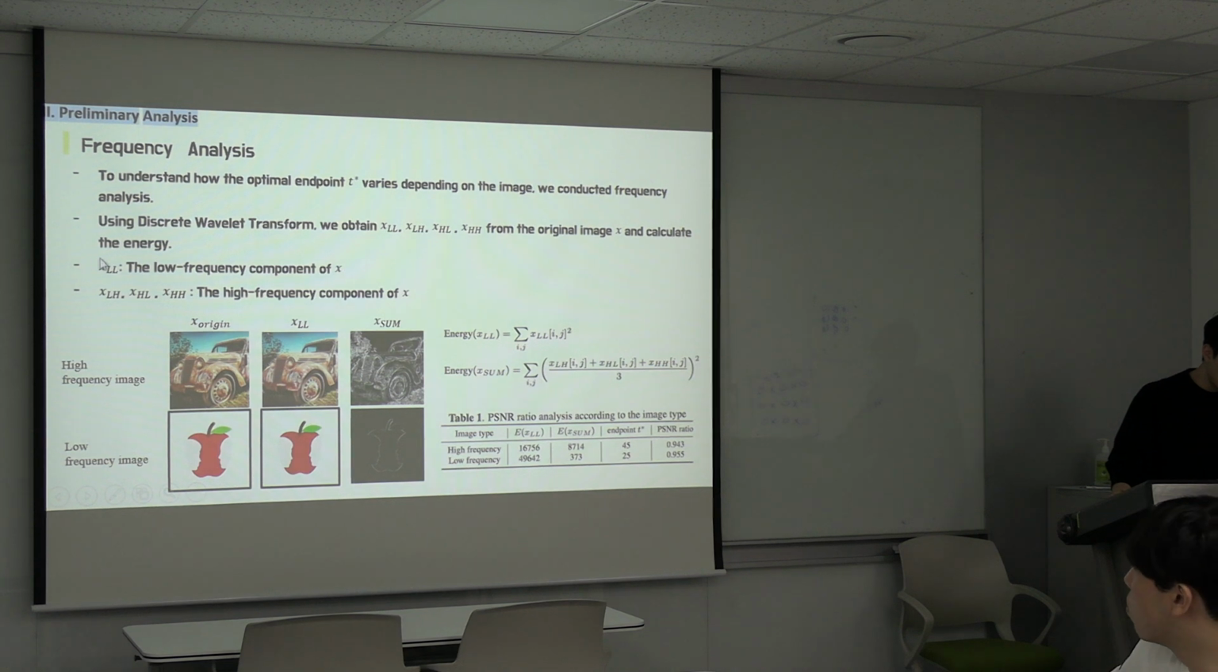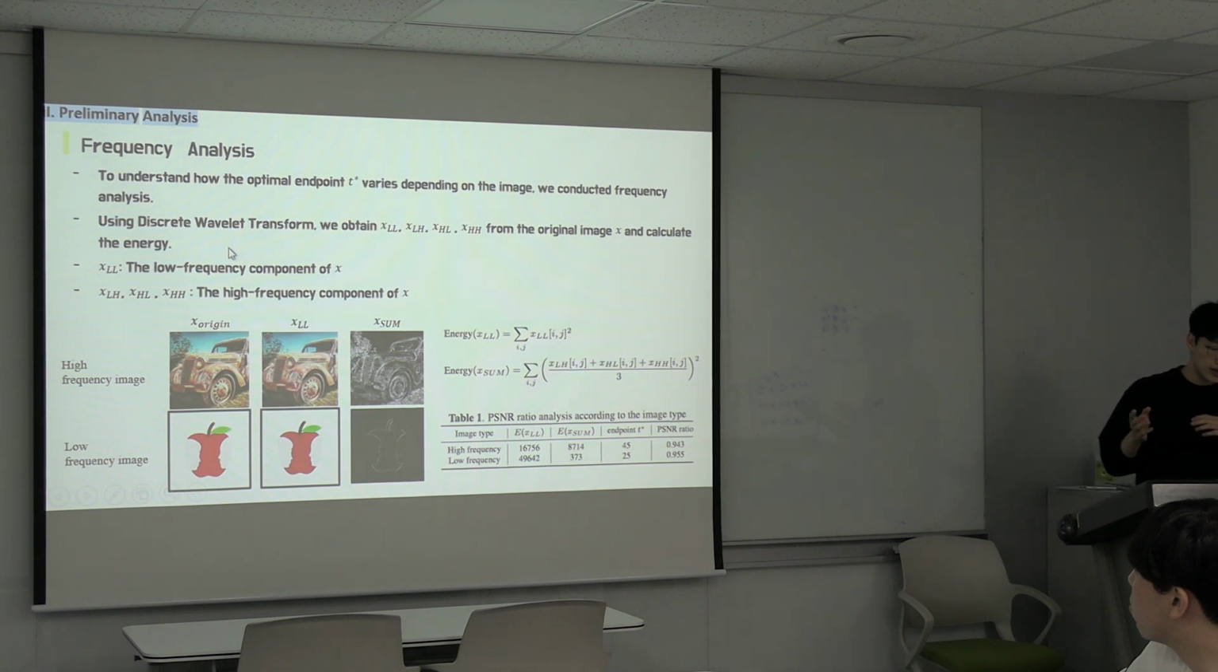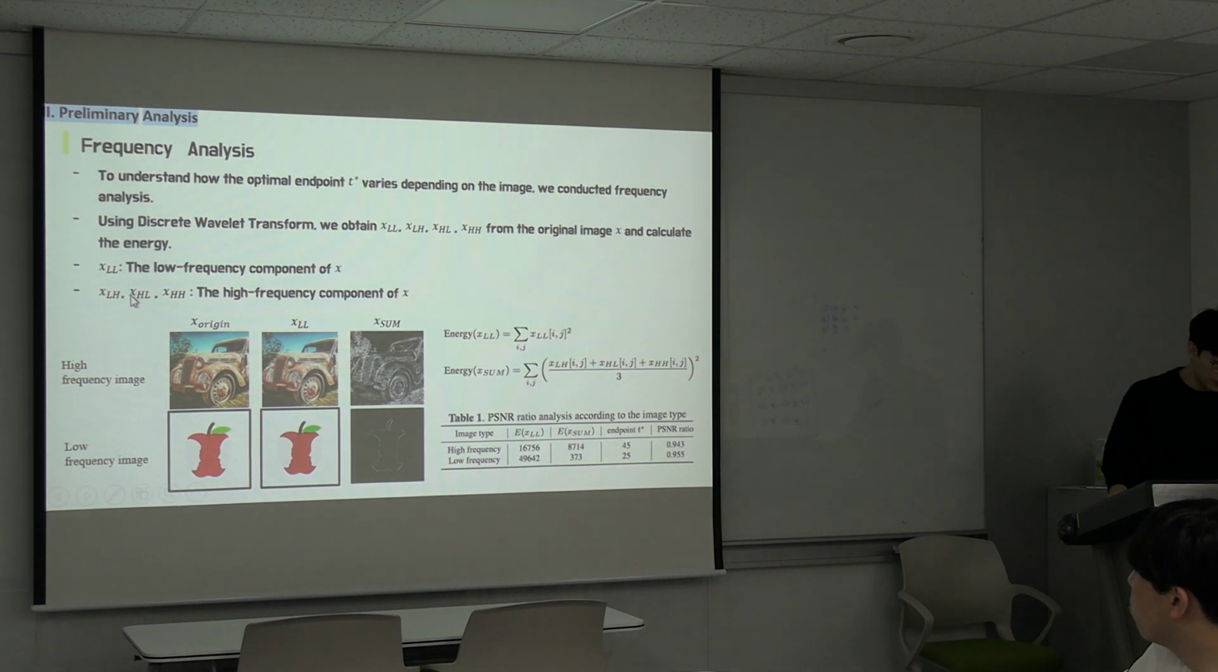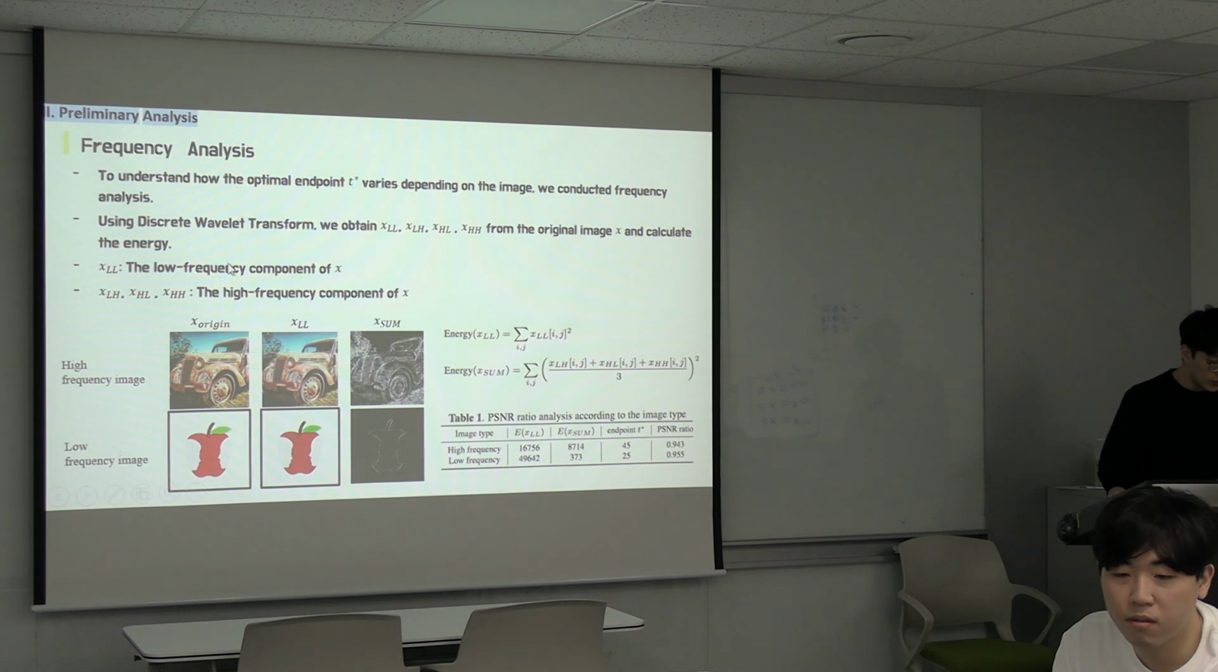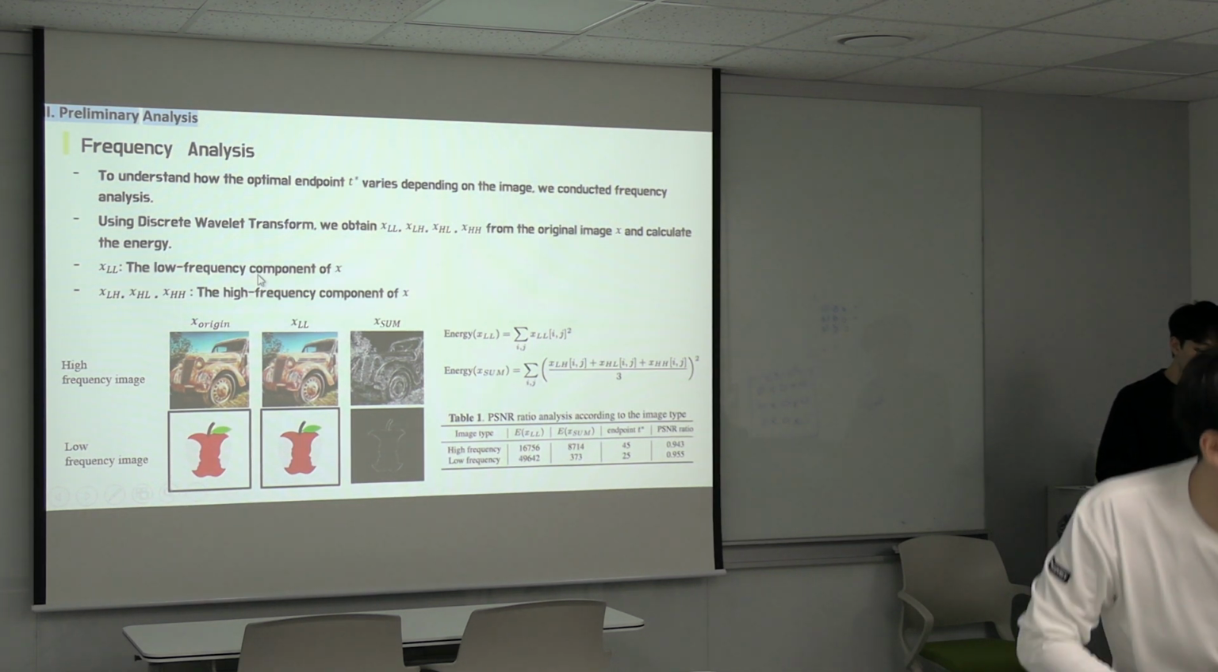And here, X_LL means the expression of the low frequency component along the x-axis and y-axis, and X_LH means the expression of the low frequency component along the x-axis and the high frequency component along the y-axis. So X_LL means the low frequency component, and those 3 subbands mean the high frequency component. So we can get the high frequency component as X_high, and after that we average these 3 subbands for the high frequency image.